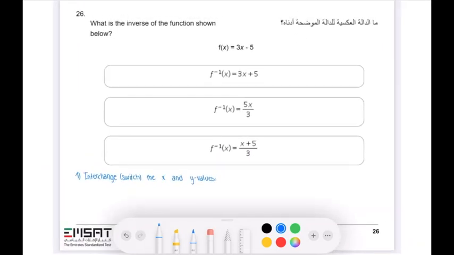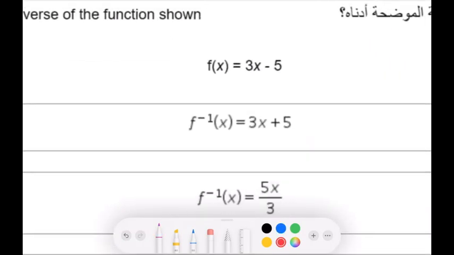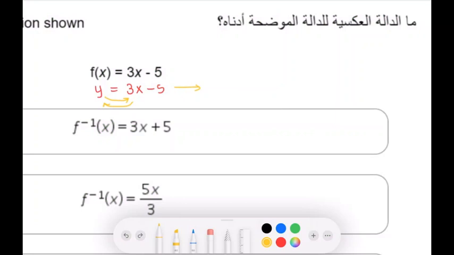So we have f of x equals 3x minus 5. F of x is actually y, so it would be y equals 3x minus 5. And then all we need to do is switch, so it would be x equals 3y minus 5. And then just solve for y.